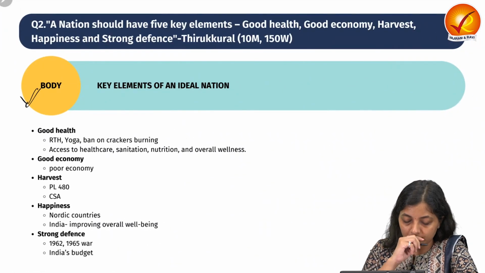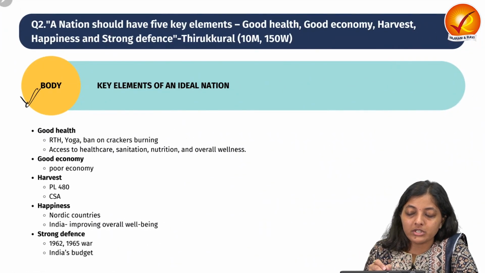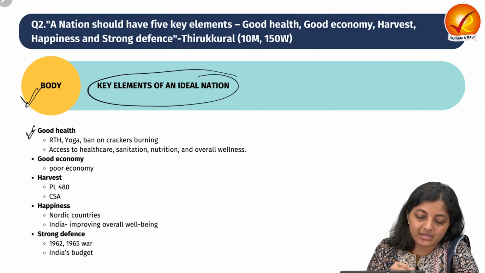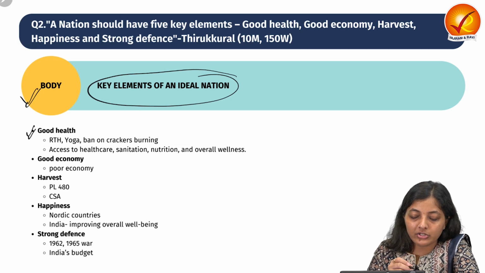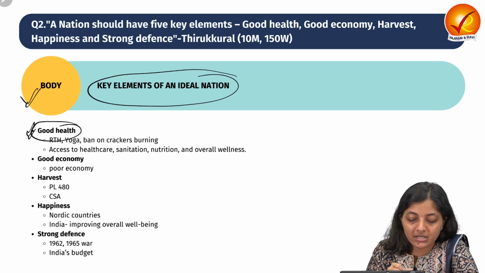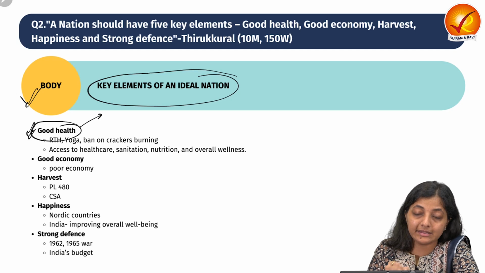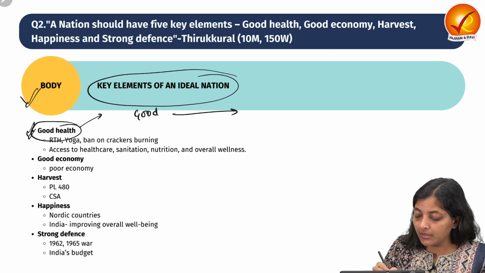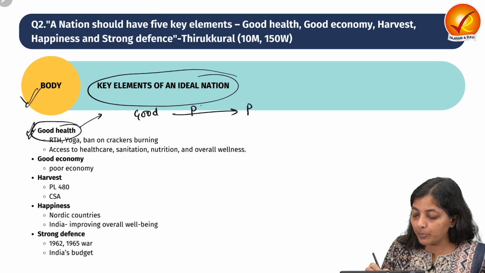Next comes the body part. The question is asking about the key elements of the ideal nation. So as we have discussed, we need to segregate the major keywords. The first is good health. The quotation is saying that good health is a prerequisite for the prosperity or the well-being of the nation.